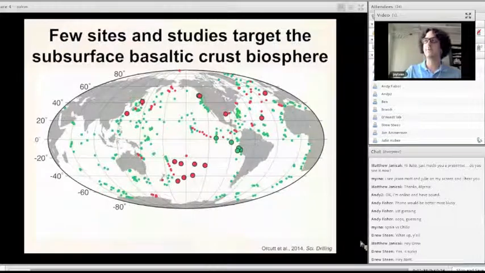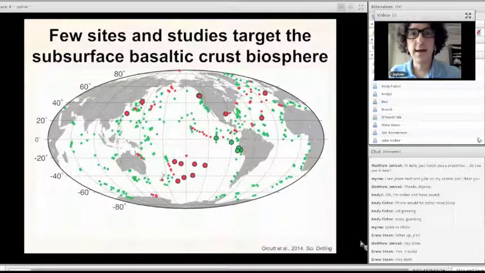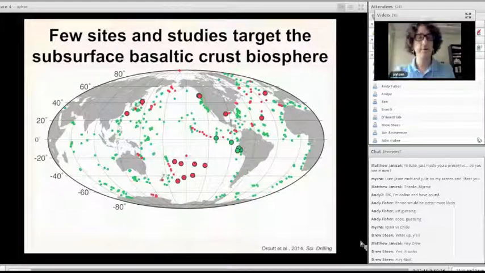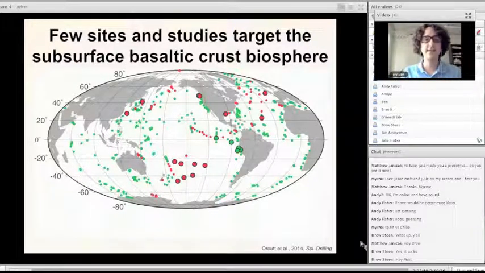And so the impetus for this work, or the motivation, can be summed up pretty succinctly in that few sites and studies target the subsurface basaltic crust biosphere, yet we know this is a massive reservoir that water is moving through, and there's likely life all over the planet in this biosphere.